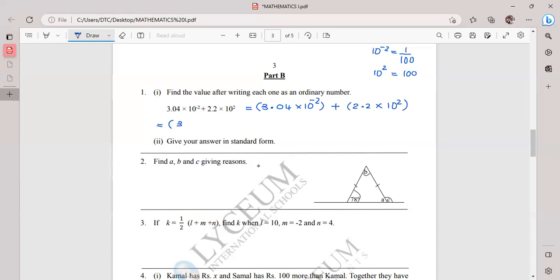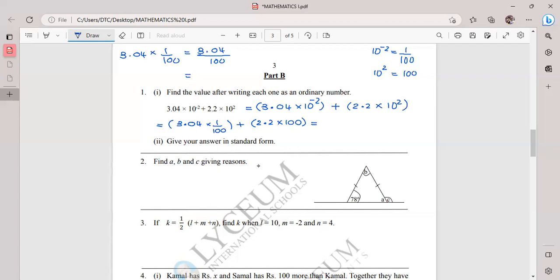Now here I have 3.04, I want to multiply by 1 over 100, right? And I add the next one, 2.2, which I multiply by 100. So what will be the answer? You know, children, if you have 3.04 and you multiply by 1 over 100, what does this mean? It is like 3.04 divided by 100, right? You divide by 100.